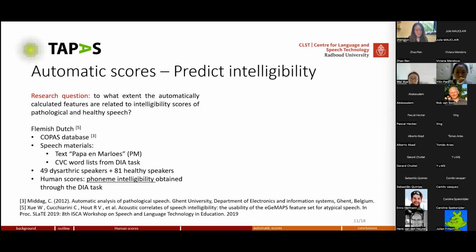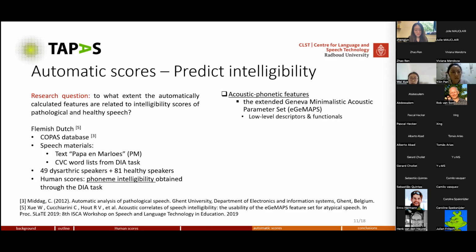For the acoustic phonetic features, we mainly study a standardized set of features called eGeMAPS. It contains low-level descriptors that are related to, for example, frequency, energy, loudness, pitch, etc., as well as functionals of some of these descriptors. In total, it contains 88 features, and these features can be easily extracted by using the open source software called OpenSMILE.